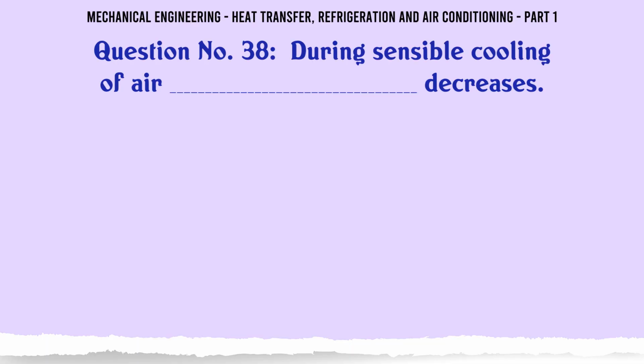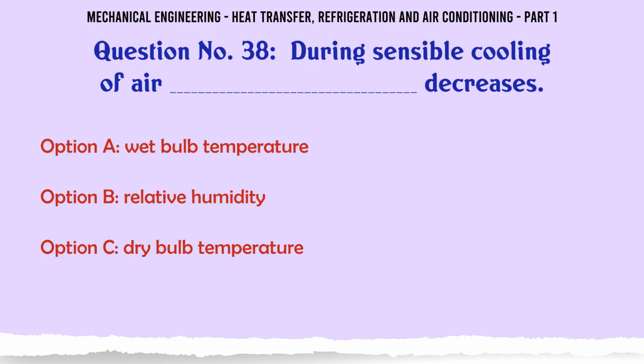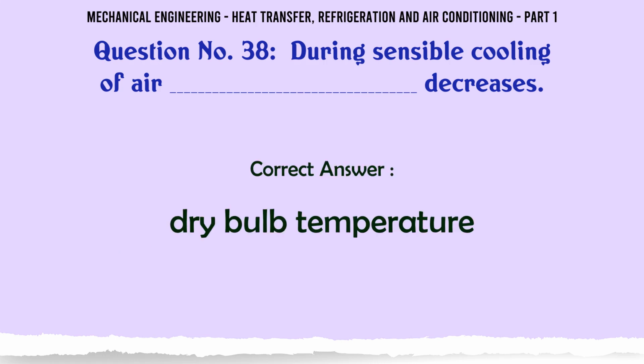During sensible cooling of air, which decreases? A. wet bulb temperature, B. relative humidity, C. dry bulb temperature, D. specific humidity. The correct answer is dry bulb temperature.